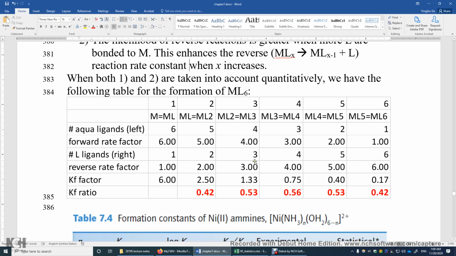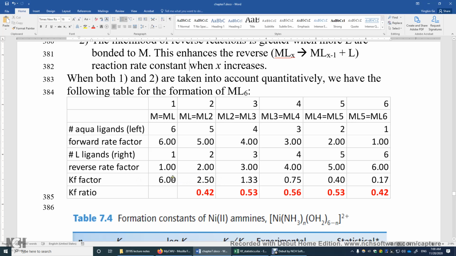So we got two ratios. All right, this is forward, this is reverse. And then we use forward divided by reverse. 6 over 1 is 6, 5 over 2 is 2.5, 4 over 3 is 1.33, 3 over 4 is 0.75, 2 over 5 is 0.4, 1 over 6 is 0.17. And then we can take the ratio between those formation constants, those successive formation constants.